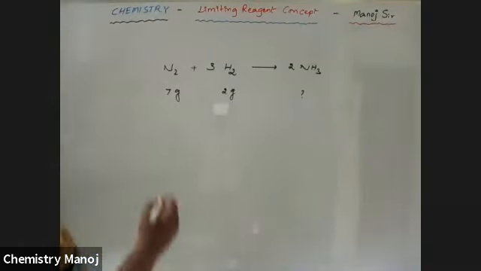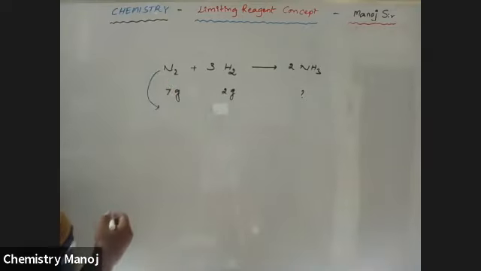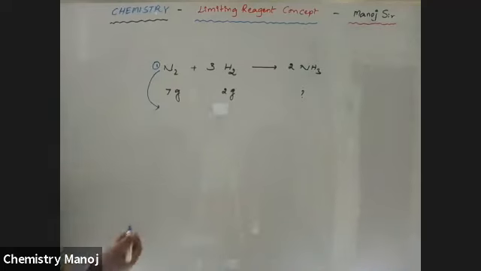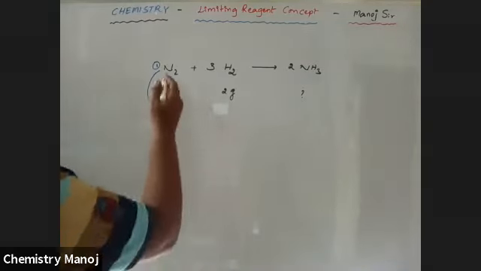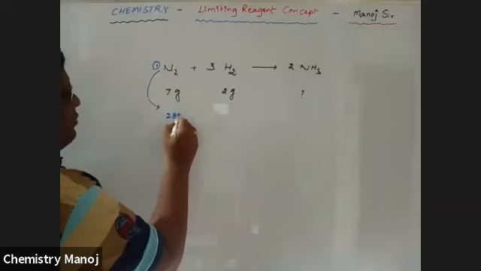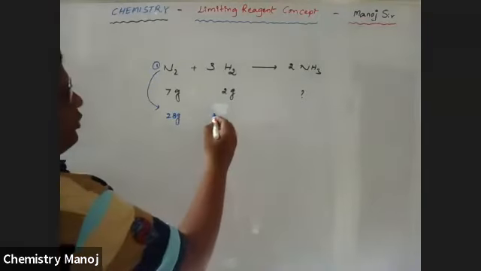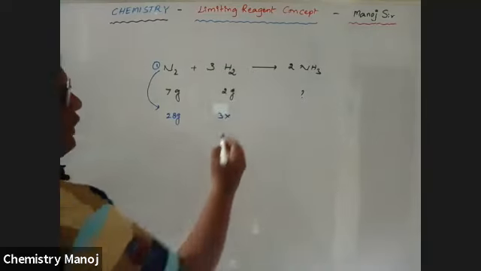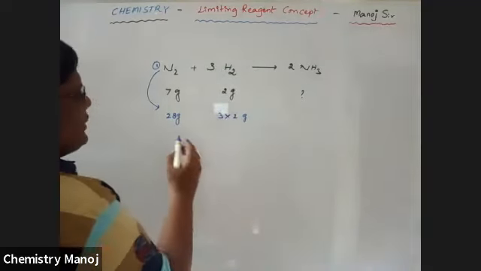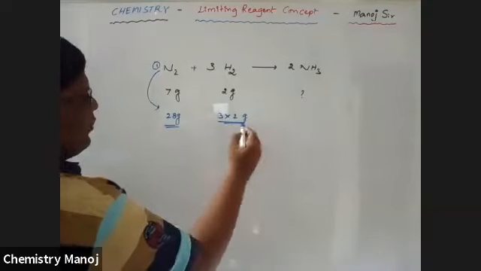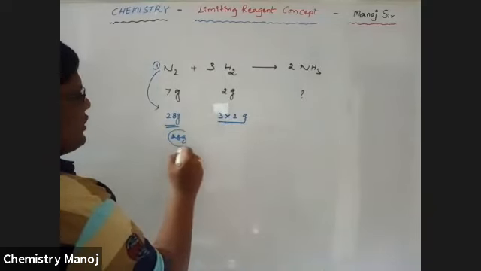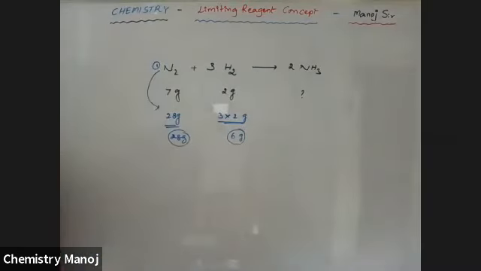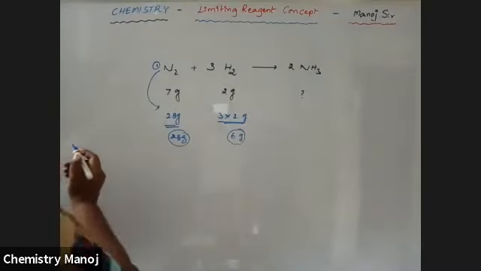As per our stoichiometric condition, N2 is 1 mole. The molecular weight of nitrogen is 28 grams, and 3 times the molecular weight of hydrogen, which is 2, gives 6. That means as per our stoichiometry, 28 grams of nitrogen reacts with 6 grams of hydrogen.